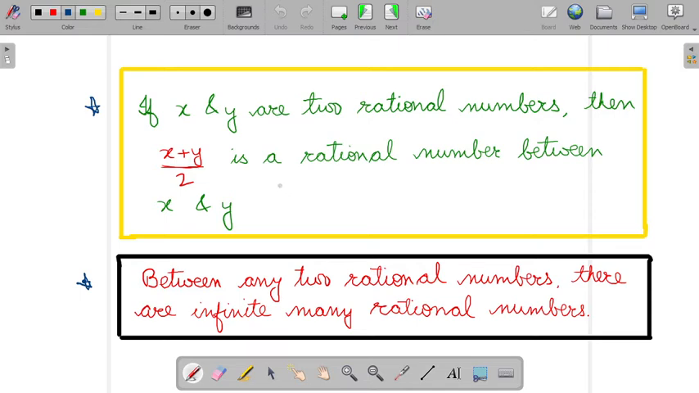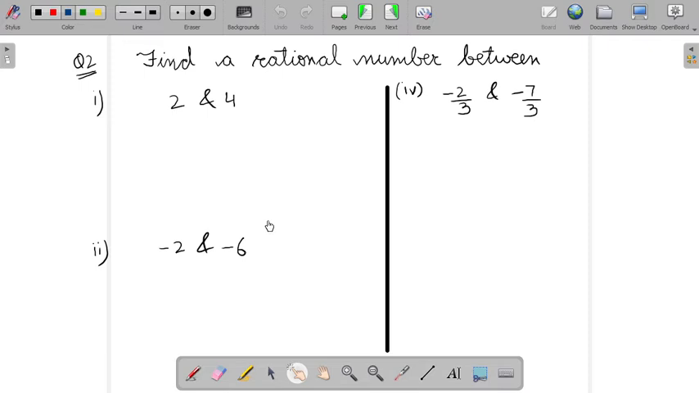So, what observation have we got here? If x and y are two rational numbers, then x plus y whole upon 2 is a rational number between x and y. And the second point which you have to remember: between any two rational numbers there are infinitely many rational numbers, as we have discussed just now. Now let's come to the question.